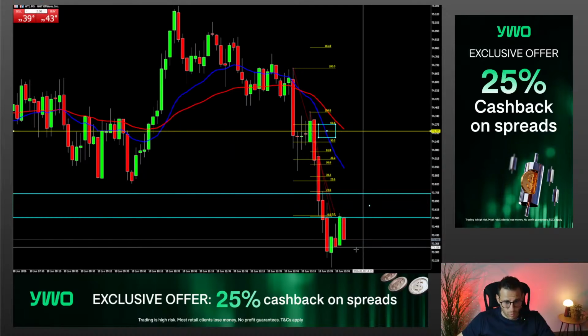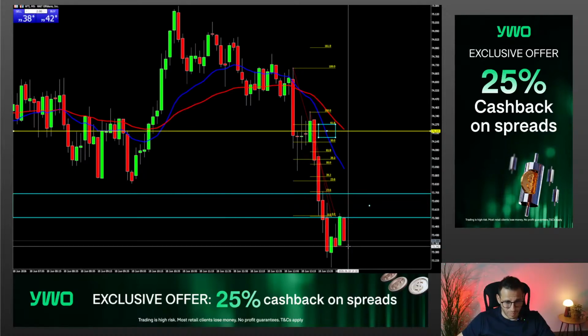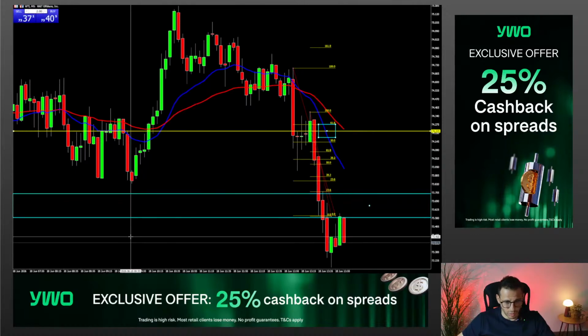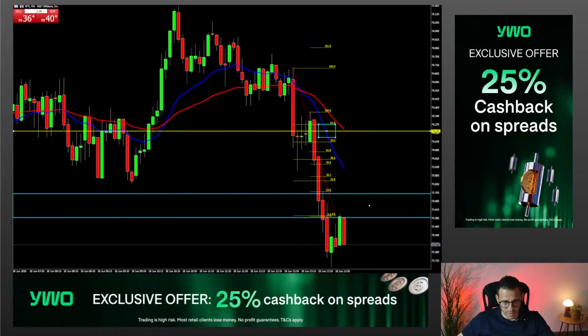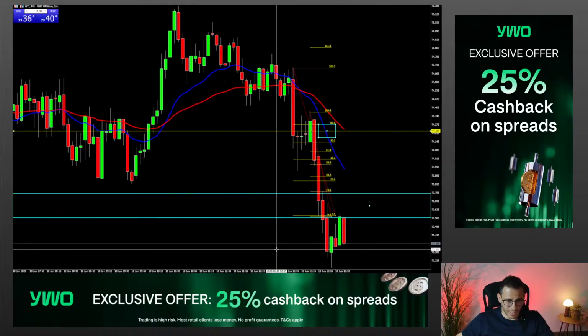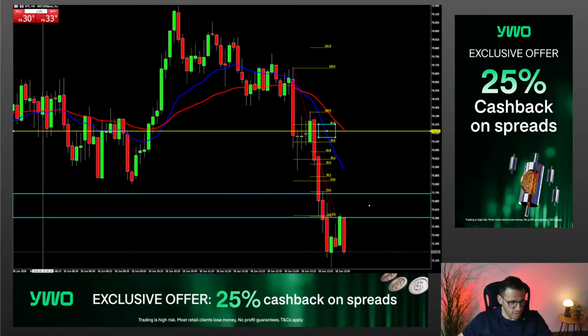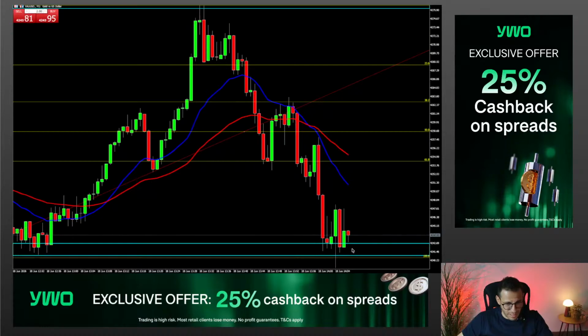Really, we want to see this WTI push to the upside. If we see WTI push to the upside, it's going to help gold a lot to drop. But okay, gold is still holding. I don't want to rush my speech. Still holding around here.